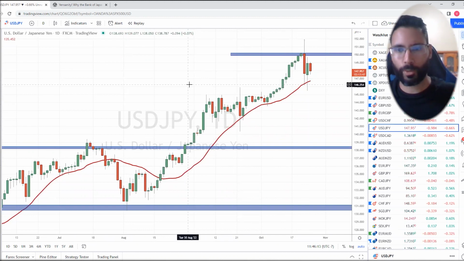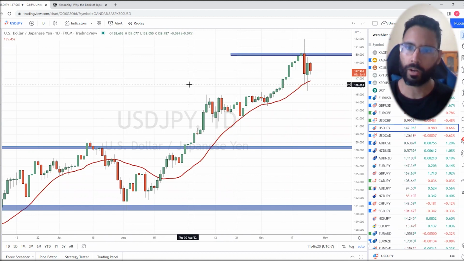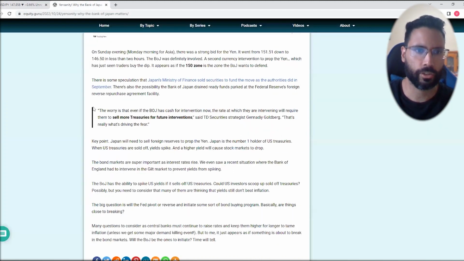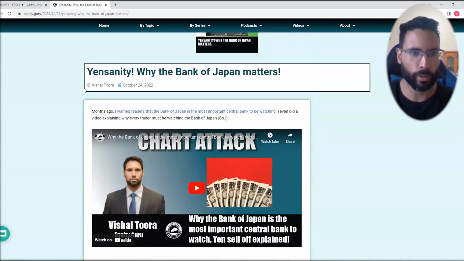So, what does the Bank of Japan do? That's the $1 million question. And it's interesting times, especially if you are a currency trader, hence the term Yensanity. And, I'm looking forward to it, I guess, just to see what happens here.